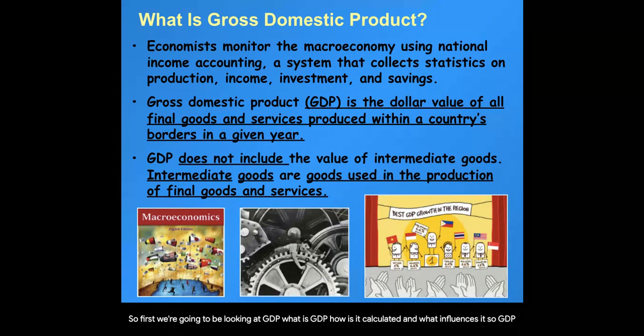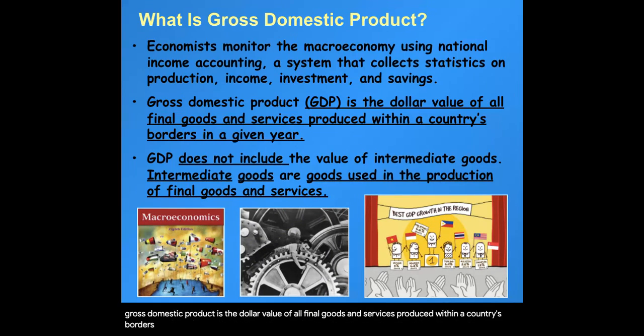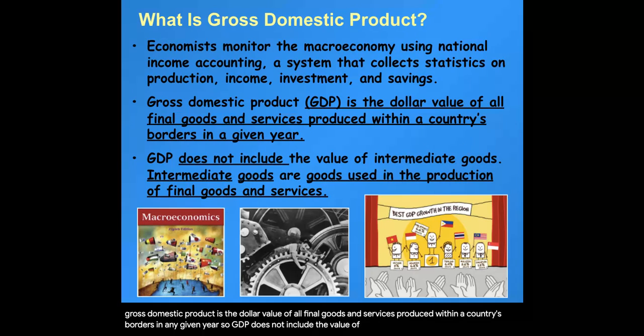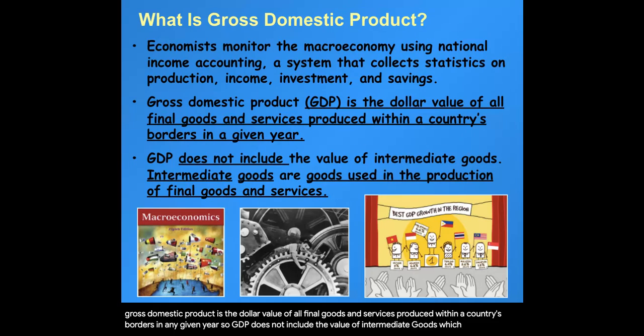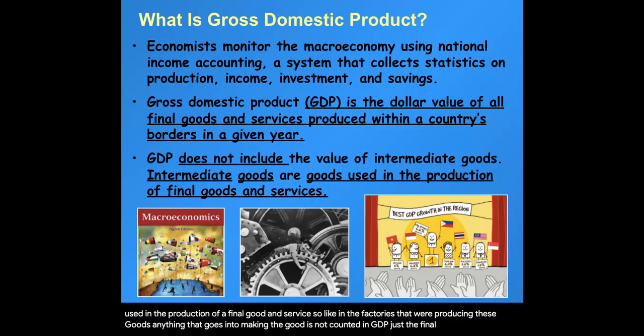So GDP, gross domestic product, is the dollar value of all final goods and services produced within a country's borders in any given year. So GDP does not include the value of intermediate goods, which are goods that are used in the production of a final good and service. So, like in the factories that were producing these goods, anything that goes into making the good is not counted in GDP, just the final product.